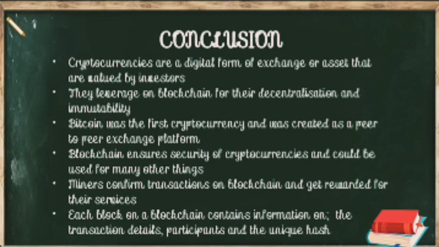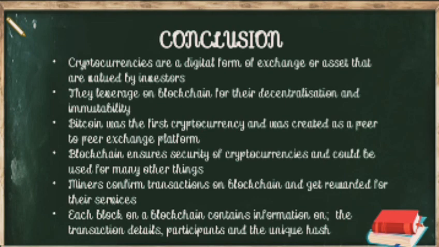And then cryptocurrencies leverage on blockchain for their decentralization and immutability. And Bitcoin was the first cryptocurrency created in 2009, and it is a form of a peer-to-peer electronic cash system, as Satoshi has called it. Blockchain ensures the security of cryptocurrencies and could be used for many other things that we've seen in the lecture.